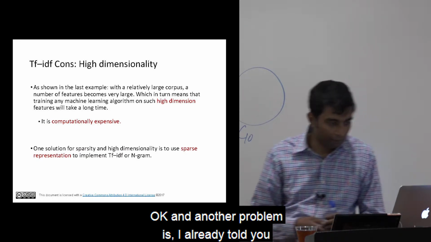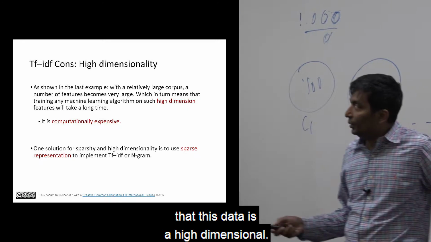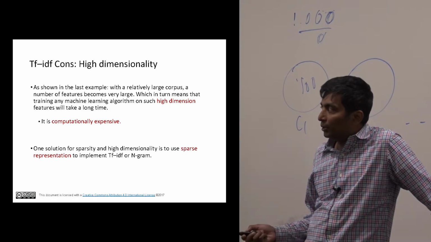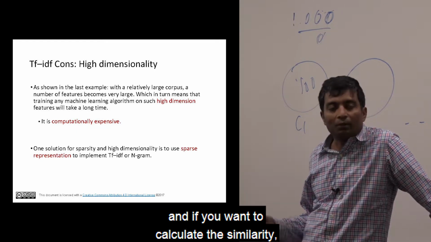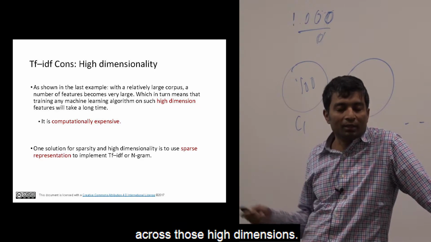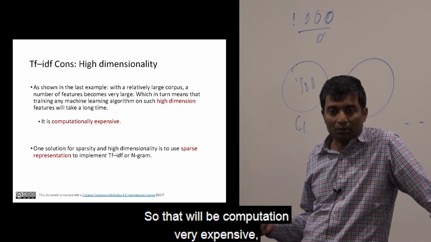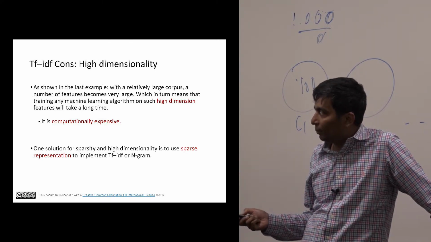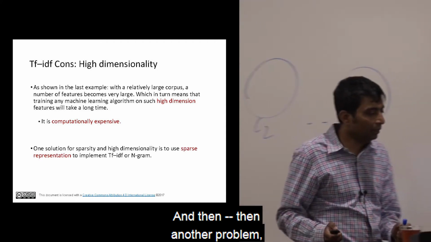Okay, and another problem is, I already told you that this data is high dimensional. So when you have high dimensional data points, and you want to calculate the similarity, you will do the Euclidean distance calculation across those high dimensions. That will be computationally very expensive, so it will be a problem.